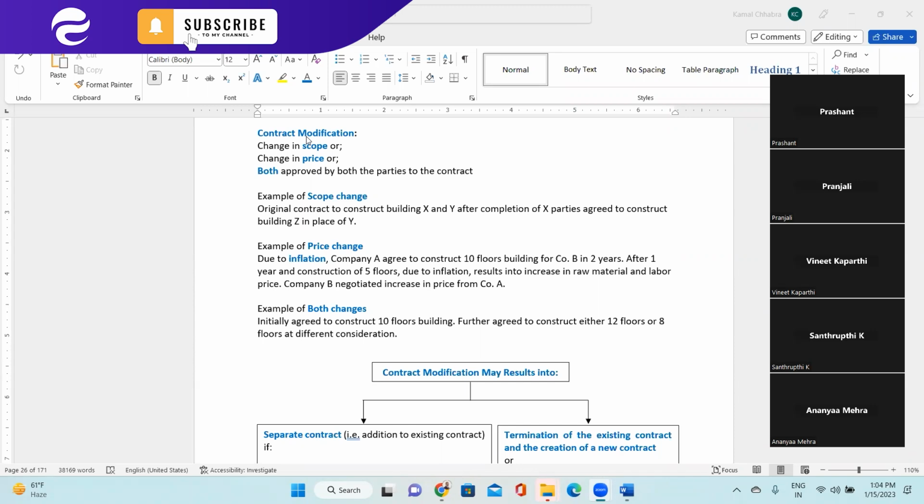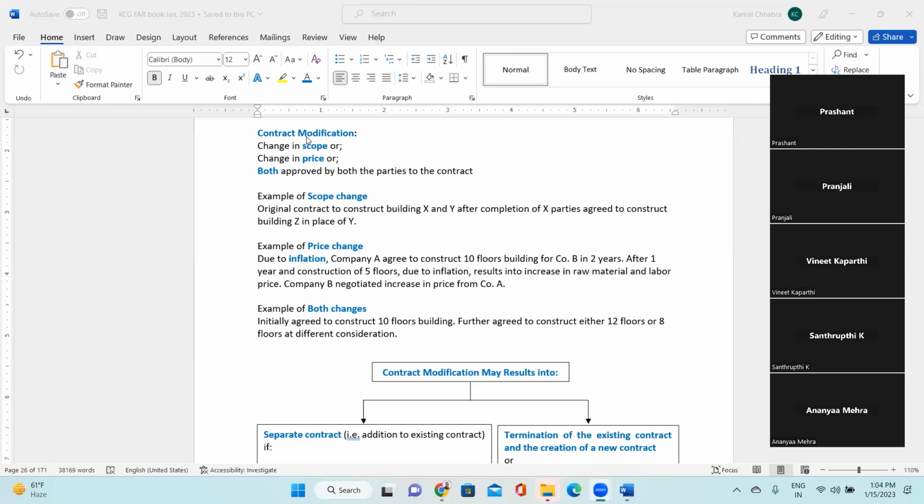So hence this contract is considered as a modification. Modification could be possible on account of change in price, on account of change in scope, or on account of both. Make sense? Yes, no? Yes, sir. Right? So let's look at some examples of change in scope, change in price, and both.